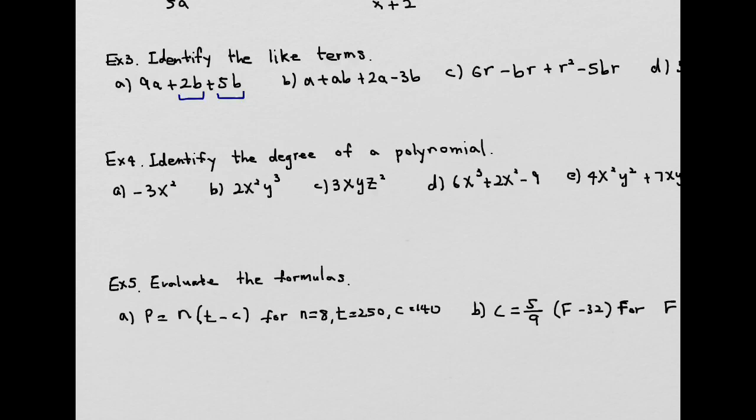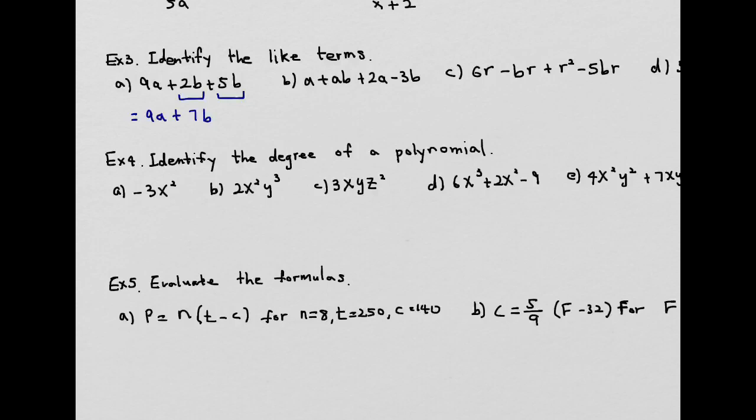So later, when you realize it's like terms, you can combine them. And that's what we're going to do in the next section, adding, subtracting, right? So that will be 2b plus 5b. So you're adding 2 plus 5, so it will be 7b. The next one, let's see if we have like terms. Here, you don't really need to add or subtract. That's not what they're asking. They just want you to know you have like terms.